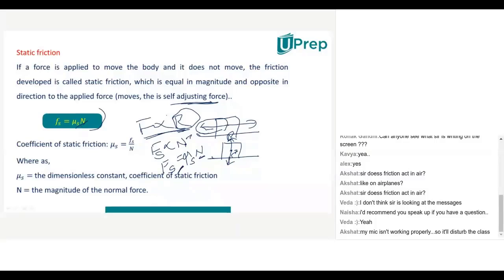Static friction. Now tell me, for a static friction, the object must be in a state of rest or motion. State of rest. Kavya? State of rest. Very good. So when an object is there in a state of rest over the other surface, then whatever friction is there between those two objects or surfaces, that friction will be called static friction. Okay.